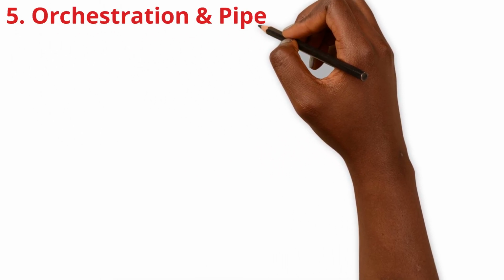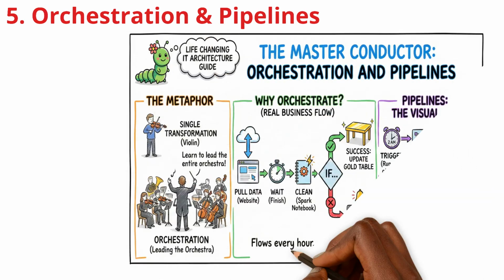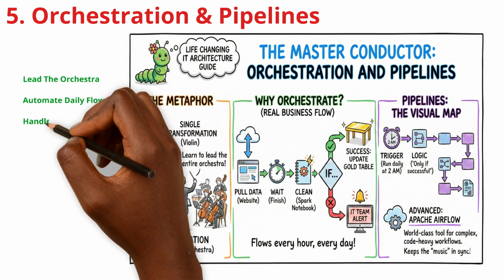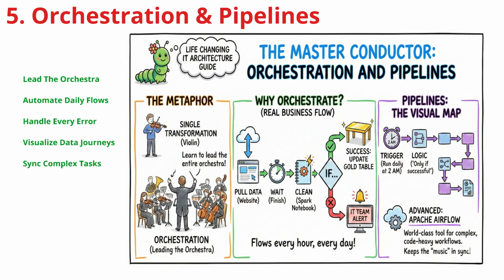Building a single data transformation is like learning to play the violin. It's a great skill, but to run a business, you need to lead the entire orchestra. That is what we call orchestration. In a real-world company, data isn't a one-time event. It flows every hour of every day.